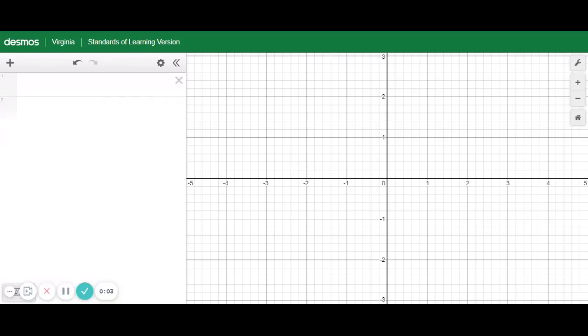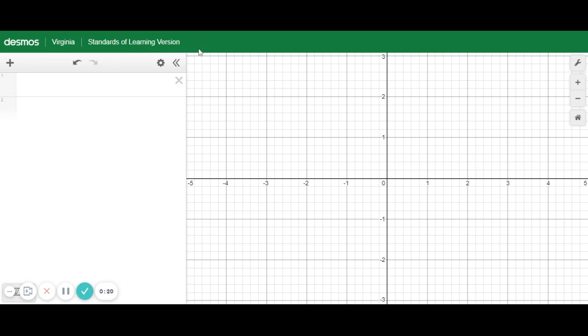In this video, I'm going to show you how to use the Desmos calculator to solve equations. This is the Virginia SOL calculator for our Algebra 1 students. You'll notice at the top it is a green bar, and it says Virginia Standards of Learning because that's what our state test is called here.